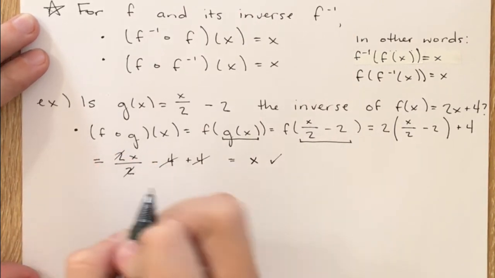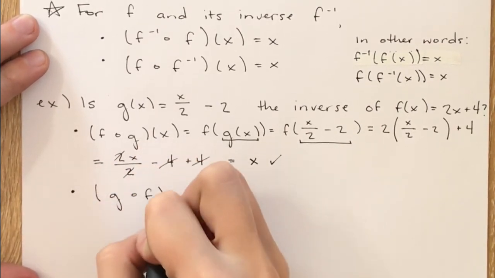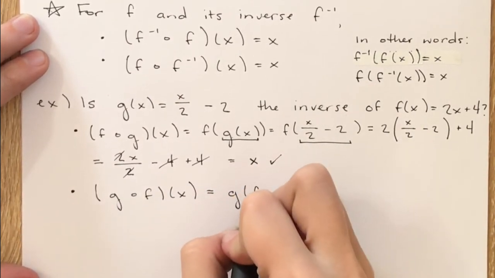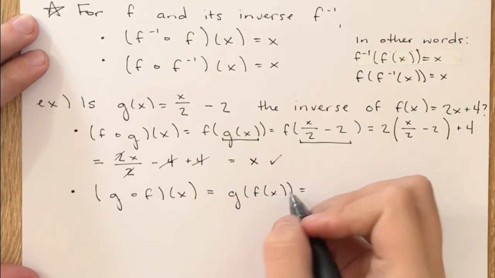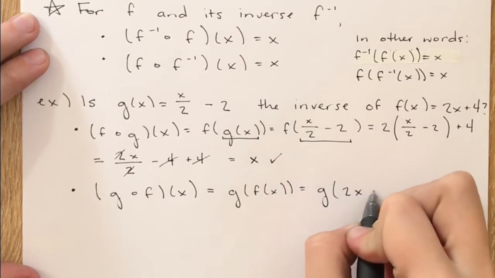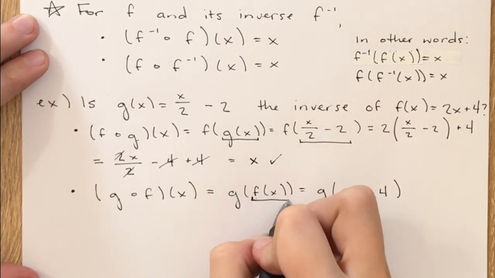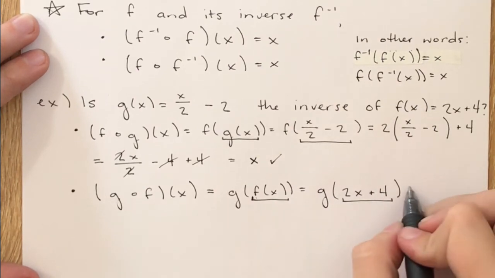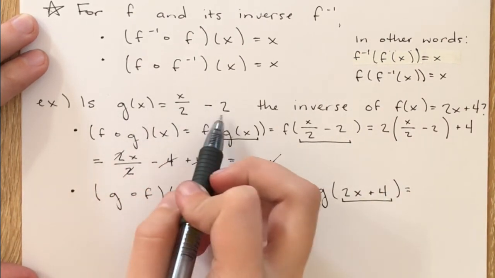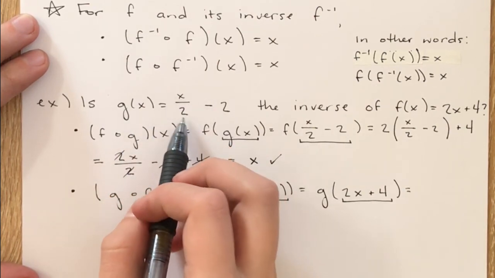Let's check the other direction. We always need to check both directions. So now we need to figure out g of f of x. By definition, this is g of f of x. F of x is 2x plus 4, so we have g of 2x plus 4, right? Again, this is equal to this. We're just replacing it with something that it's equal to. So we need to plug this into g, right? G of x is x over 2 minus 2. So g of 2x plus 4 is going to be 2x plus 4 over 2 minus 2.